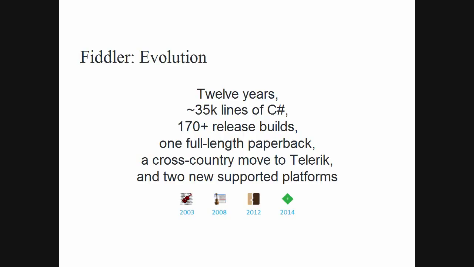Since then, it's been about 12 years. There's now about 35,000 lines of C# in Fiddler, although that's a little bit misleading. I've probably written about 100,000 lines of C# for Fiddler, but as I learn to become a better developer and as I find problems, the code has actually been getting shorter for quite some time. We've done about 170 release builds.